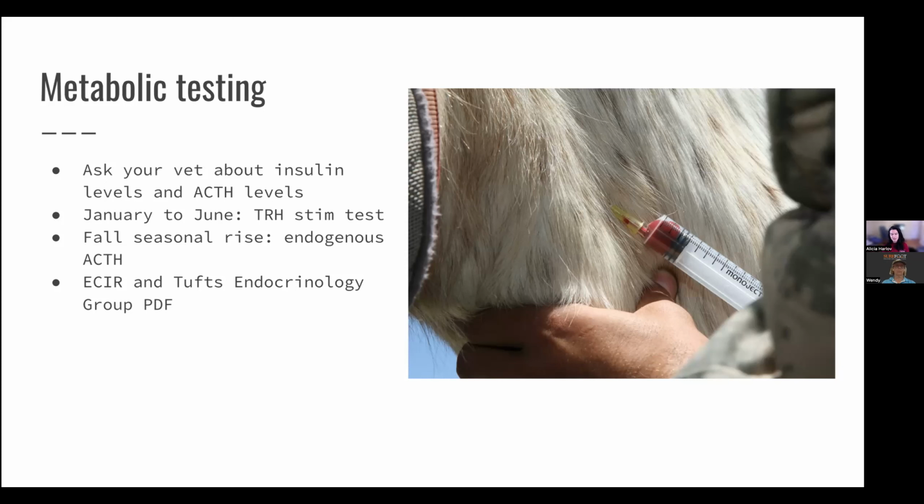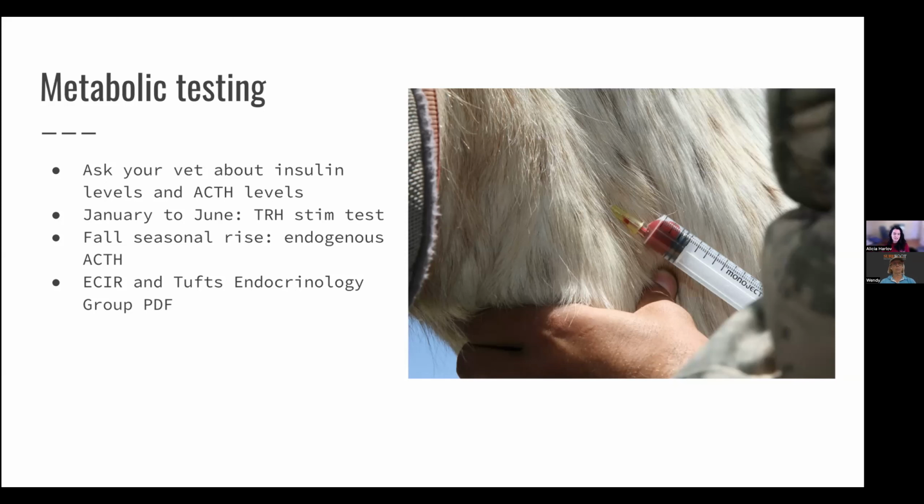During the fall, there is a seasonal rise of ACTH. It's normal. All horses experience that in the Northern Hemisphere in the fall. This is triggering them to grow a winter coat. It's natural. But horses that have Cushing's, that seasonal rise will go way out of whack. So if you pull blood during the fall, then you can just do a baseline, and typically that will catch a Cushing's case without having to do that TRH stimulation test.